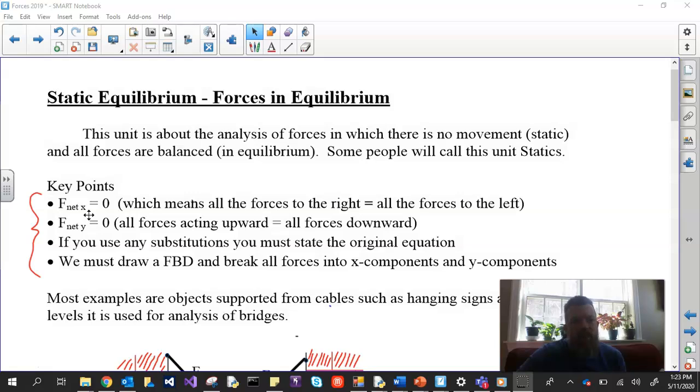So if we were talking about objects moving left and right, then we assume that in the y direction they were balanced, right? And if they were moving up and down, then we assume they're balanced in the left and right direction. And then, of course, there's the inclined planes, but we were assuming that they were on a ramp, and so they moved up and down the ramp, but they didn't move off the ramp or into the ramp. So, like all of them, we always draw our free body diagram, and we break our forces into our x and y components.